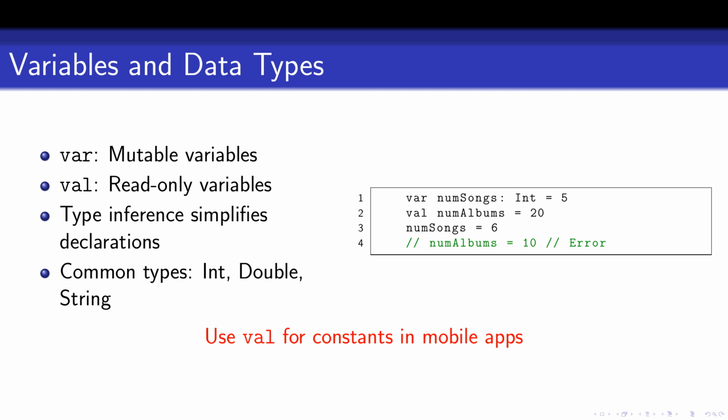Variables in Kotlin are declared with var for mutable variables or val for read-only ones, with type inference simplifying the process. Common data types include Int, Double, and String. The code example shows a mutable variable numSongs being reassigned, while attempting to reassign a val like numAlbums causes an error, highlighting the importance of choosing the right variable type for app data management.